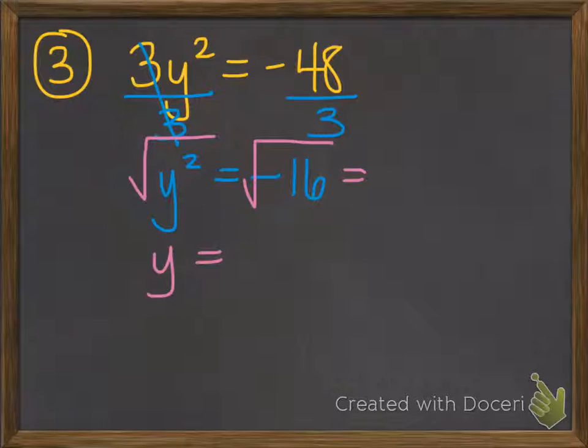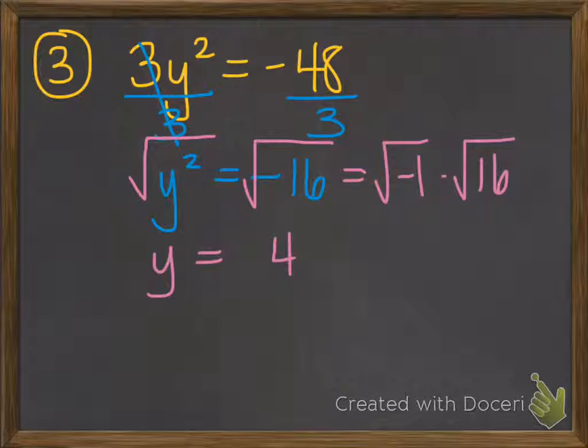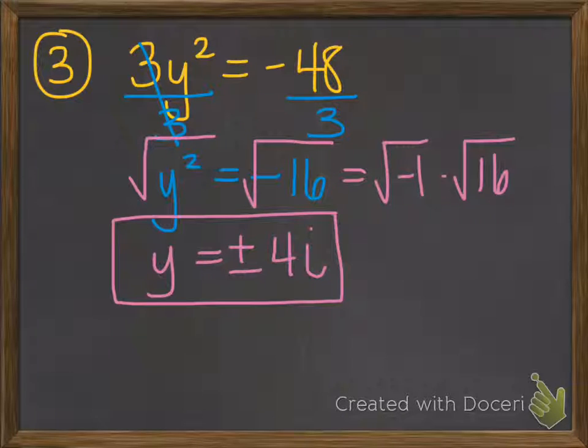We can rewrite the square root of negative 16 as the square root of negative 1 times the square root of 16. And the square root of negative 1 is i. The square root of 16 is 4. So I get 4i. But we still need to remember to do our plus and minus on this solution. So the number of solutions matches the degree.